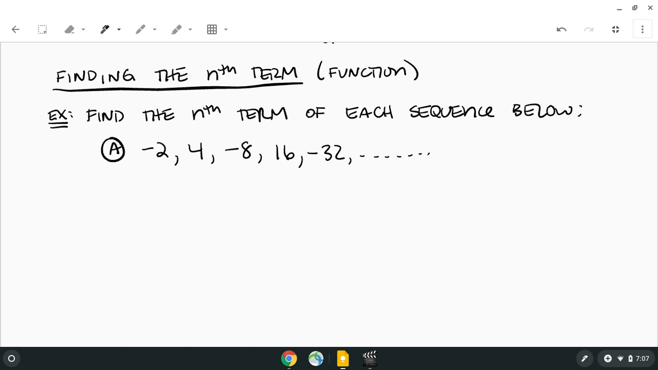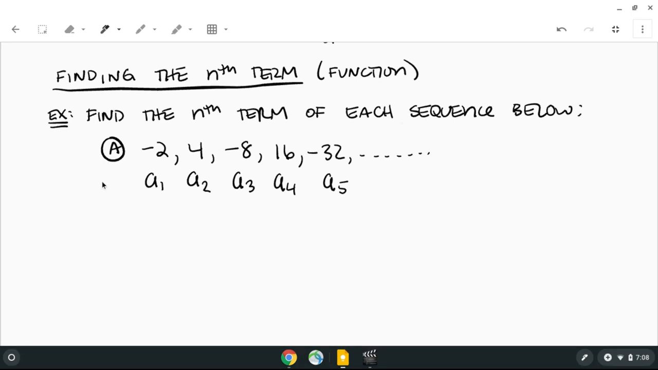Okay, so let's have a look here. We know that they alternate. We know this is our first term. This is our second, third, fourth, and our fifth. It's nice to do this, that way you can see, okay, when I plug in 1, I get -2. When I plug in 2, I get 4. When I plug in 3, I get -8. When I plug in 4, I get 16. When I plug in 5, I get -32.